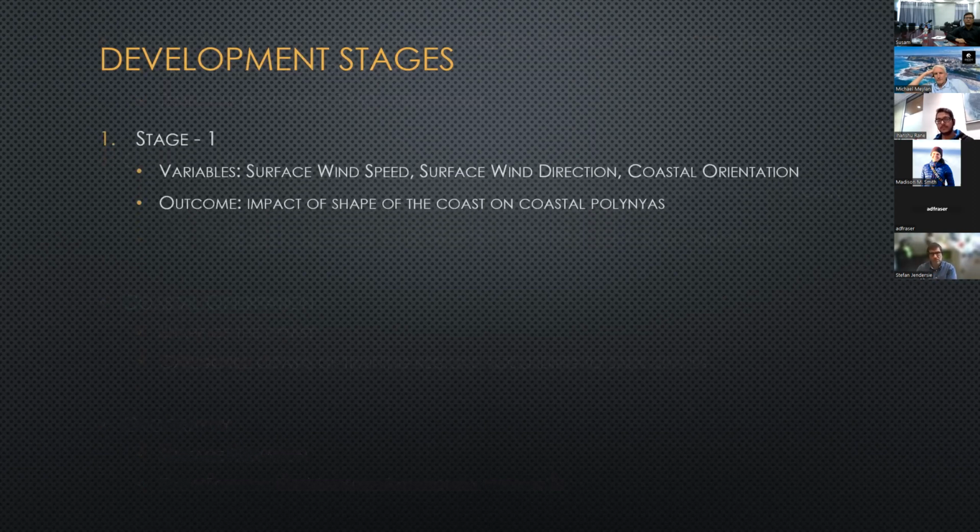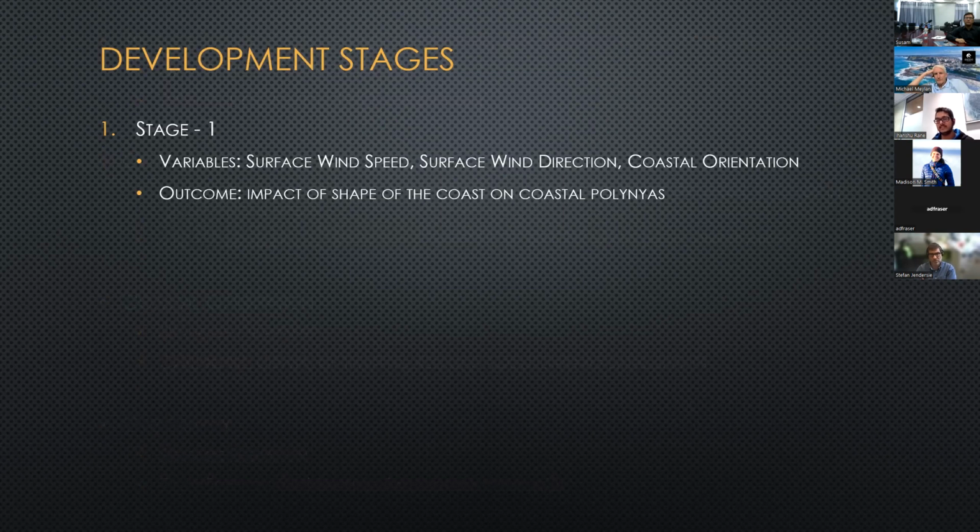So the overall project will be divided into 3 stages. In first stage, we will be using surface wind speed, surface wind direction, and coastal orientation. And the outcome from this stage will be to better understand how the coastal orientation, that is the shape of the coast, impacts coastal polynyas.